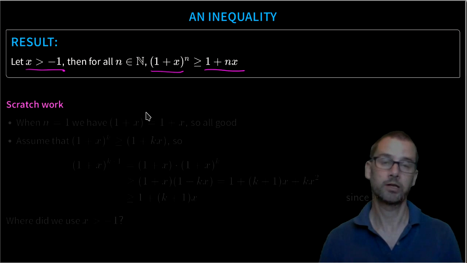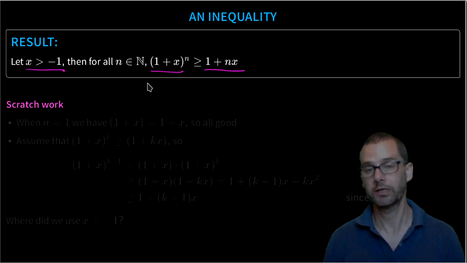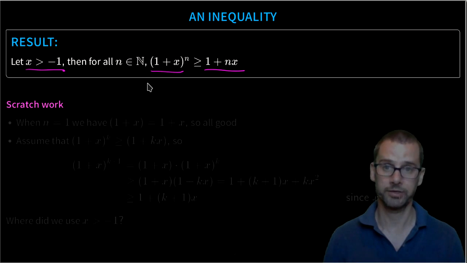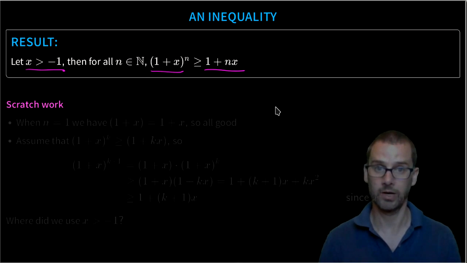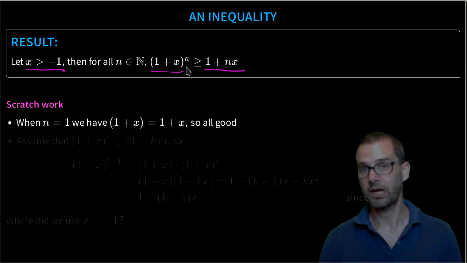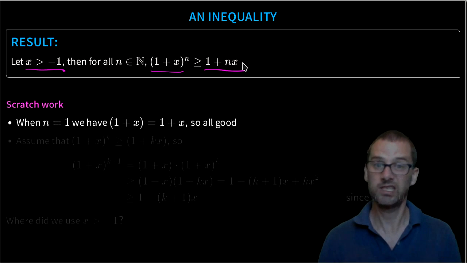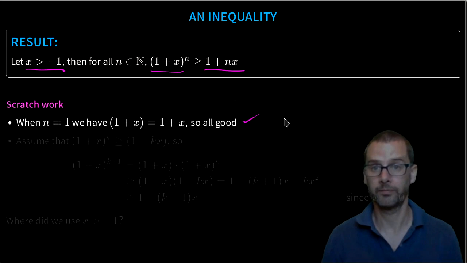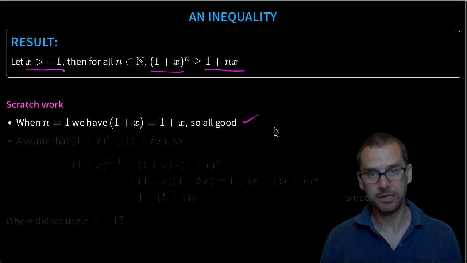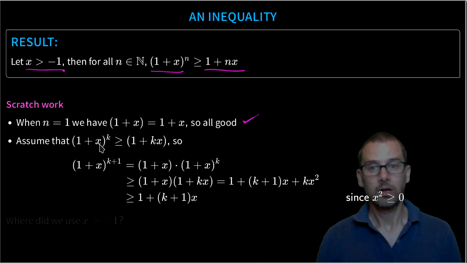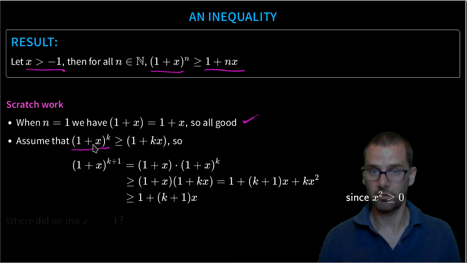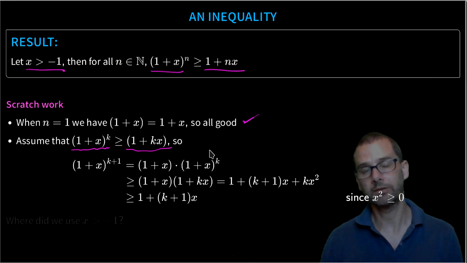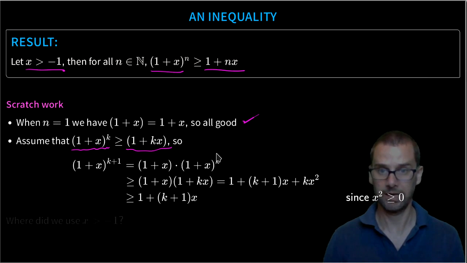So let's look at some scratch work. Because we're going to prove this by induction, we just break it up into the two usual steps. We look at the base case, so when n equals 1, we just have 1 plus x to the 1 is equal to 1 plus x. So everything's good there. We don't have anything to do. Now let's look at the induction step. Let's assume that the result holds for n equals k, so that 1 plus x to the k is bigger than or equal to 1 plus k times x.